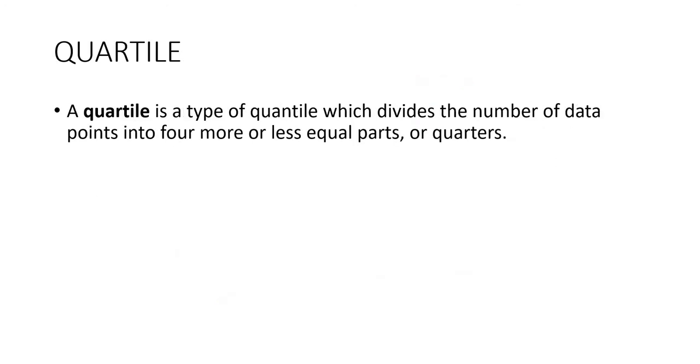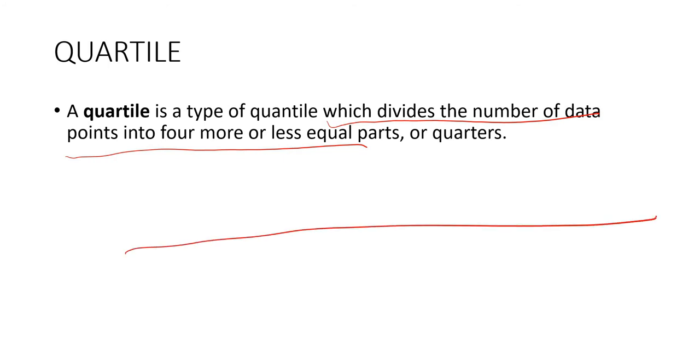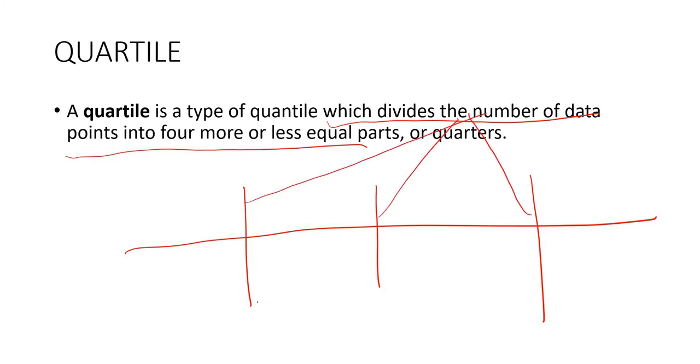Quartile. See, quartile is a type of quantile which divides the number of data points into four groups, that we call as quartile. To cut the data points into four groups, how many cuts are we needed? These 3 points are known as the quartile.